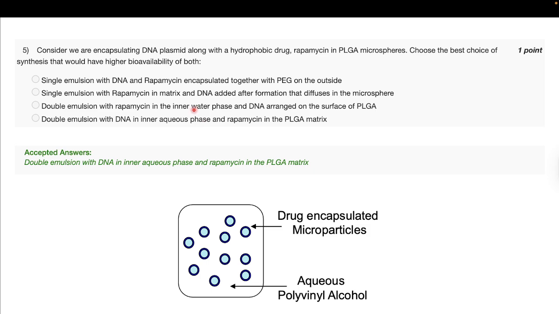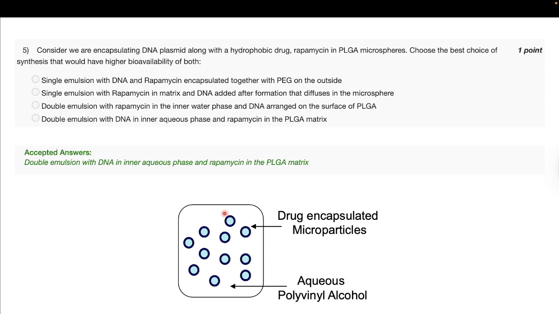Now look at the third option: double emulsion with rapamycin in the inner water phase and DNA arranged on the surface of PLG. So what would happen in this case? Rapamycin is a hydrophobic drug, so it will be very difficult to get it into the inner aqueous phase. You will have very low loading efficiency. And on the other hand, DNA is a very sensitive molecule, so if it gets exposed outside the particle, there are chances that your DNA will get denatured. So to avoid this, the only right option is option 4.